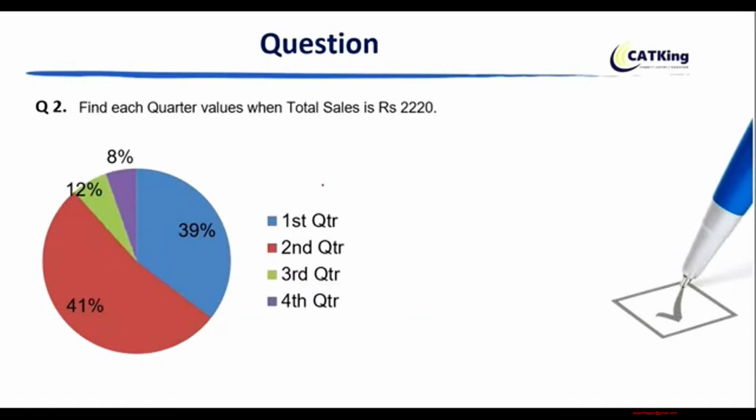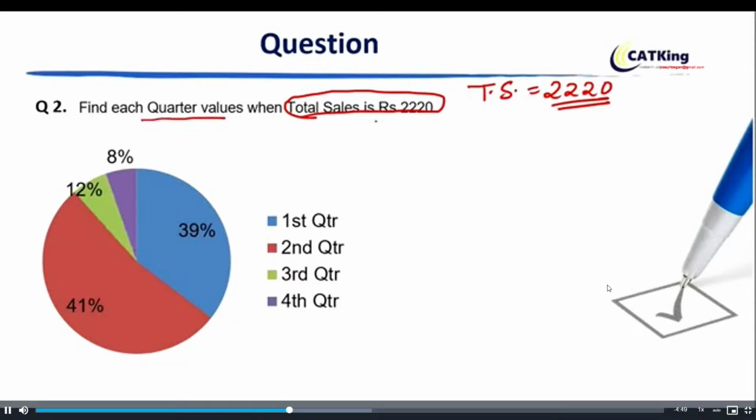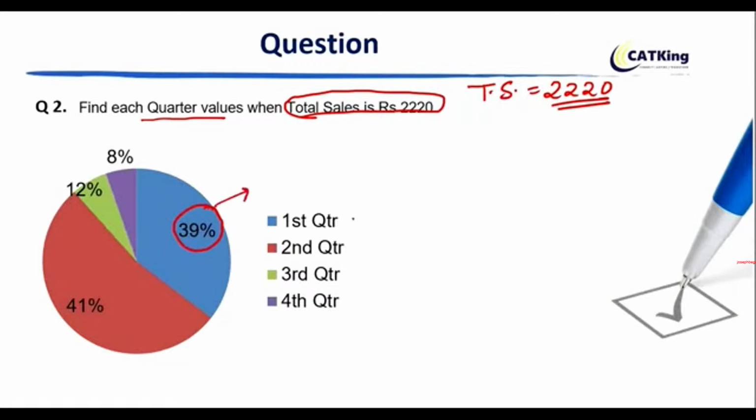Now let's have a look at another question. Again, everything is part of fast calculations. Find each quarter value when total sales is rupees 2220. This is the total sales, and you have to calculate each quarter's values, right? Fine. So what is this 39%, guys? If I have to calculate this 39% for quarter 1, there are two methods. One way, 39 by 100 into 2220. But this involves calculation. We won't be using this way.